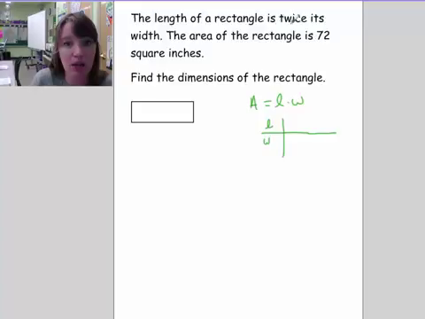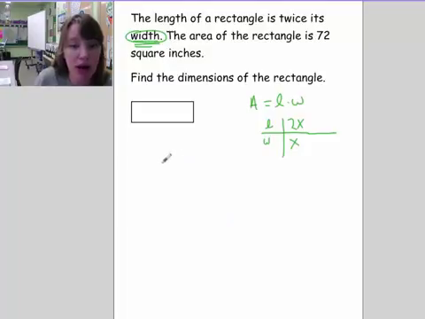The length of a rectangle is twice its width. So oftentimes the thing that's supposed to be represented with x is at the back of the sentence. The length of a rectangle is twice its width. So you represent the width with x, and so length would be 2x. Okay, so we have 2x times x is equal to 72 because we said the area was 72.